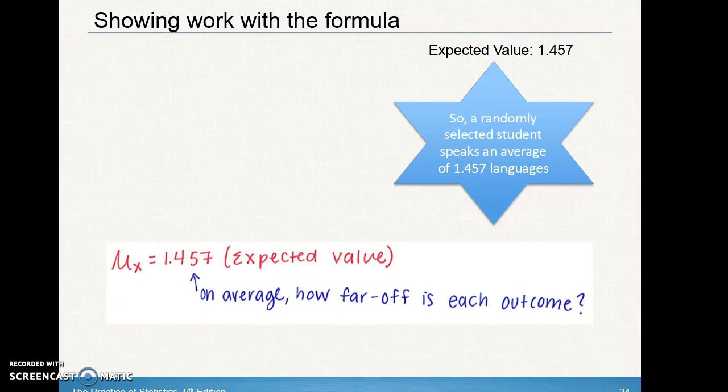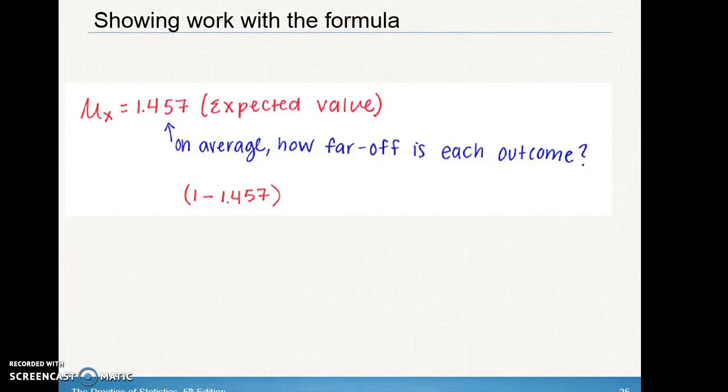Okay, so now that we have our expected value, we want to know on average how far off is each outcome. What I mean by that is how far is the average distance away from 1.457. So either they're speaking one language, we're going to look at the difference there, 2 languages, 3, 4, or 5. To find the distance or how far off they are, we use subtraction, just like we did at the beginning of the year. So I'm going to find the difference between speaking one language and the mean. But when I do that, I'm going to have a negative number.